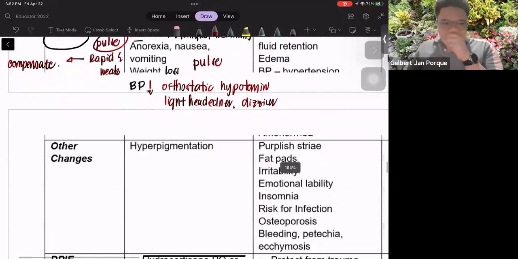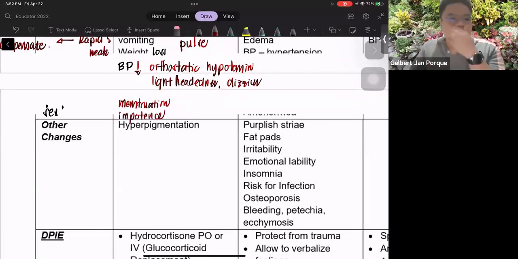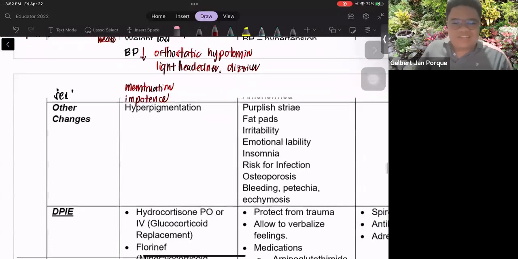Now, sex. Class, anong pwede matabo sa sex? Characteristics ng pasyente naton? Menstrual changes, irregular ang menstruation sa aton pasyente. And other than that, your patient may have impotence. Other changes, isa pagid kaga change sa aton pasyente is your hyperpigmentation. Your patient would usually have hyperpigmentation.